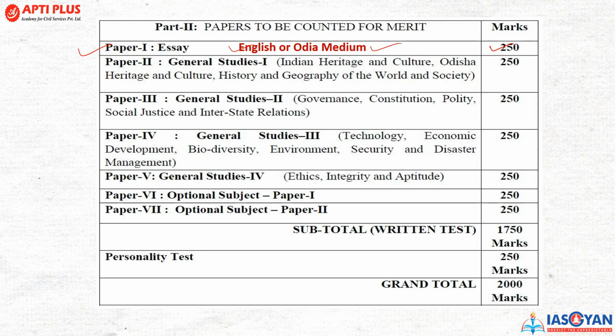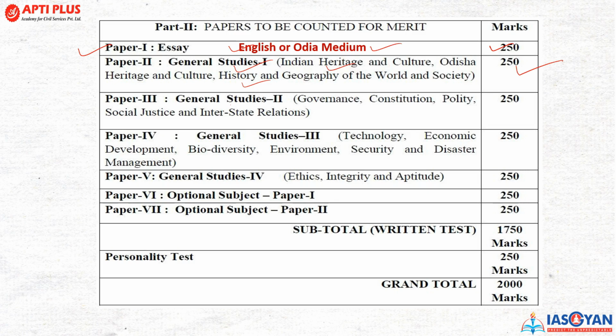Now the general studies paper 1, these are mostly aligned to the parameters of the UPSC civil services examination, which will also provide an edge to the aspirant. If you're preparing for OPSC, parallelly you will be preparing for the UPSC as well. Talking about the entire part of paper 1: Indian heritage, culture, Odisha heritage, culture, history, geography of the world and society, each paper comprises 250 marks.